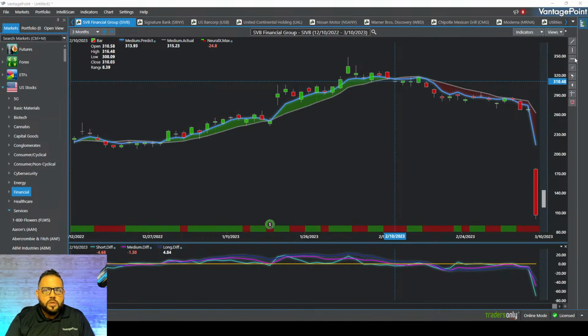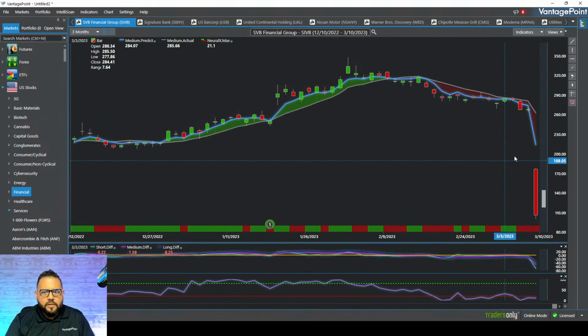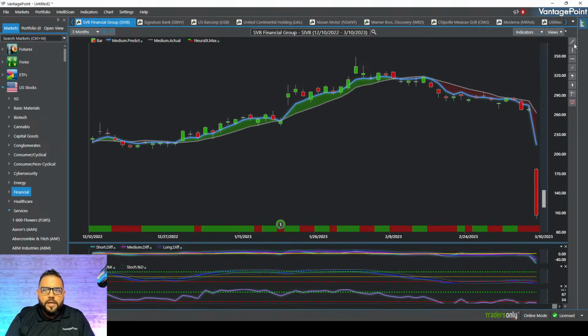And we can even go as far as to layer on some indicators, like for instance, say I put on some momentum indicators.